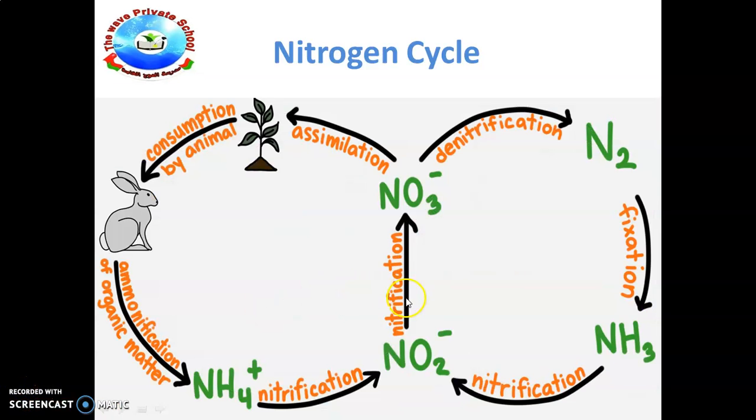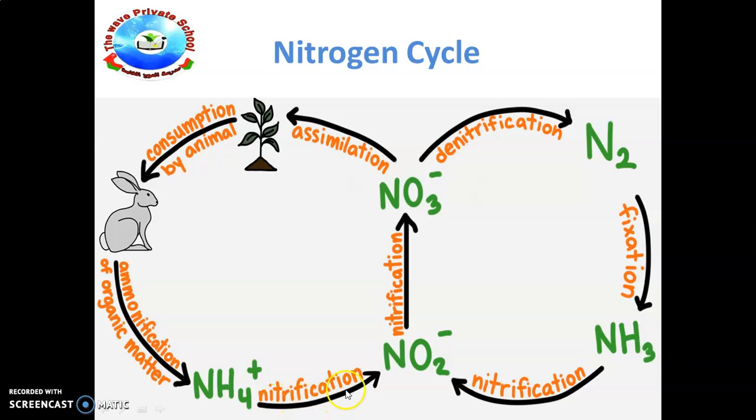So here you can see the nitrogen cycle, and by what processes it takes place. First, the plant is eaten by the animal, that is consumption. The animals consume the plants. After that comes ammonification, that means the animals' waste materials are broken down by the process of ammonification into NH4, the ammonium.